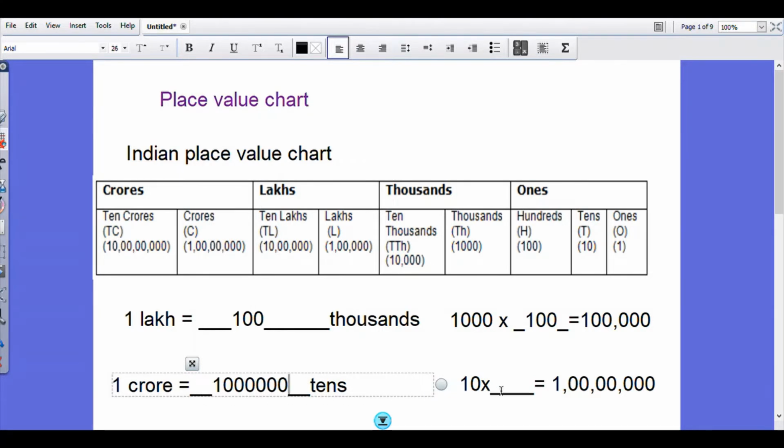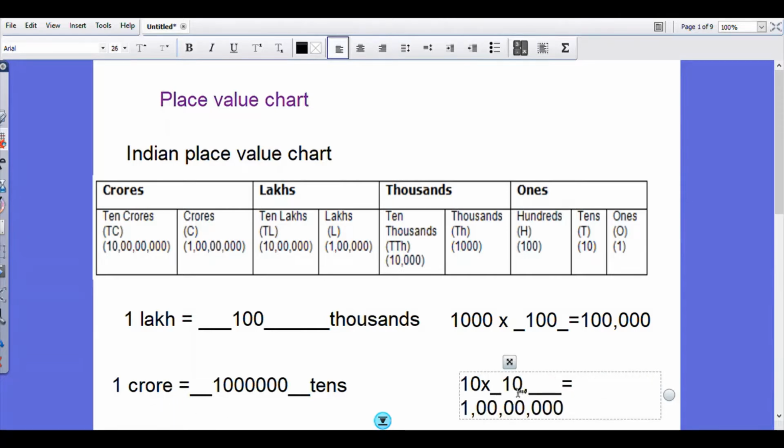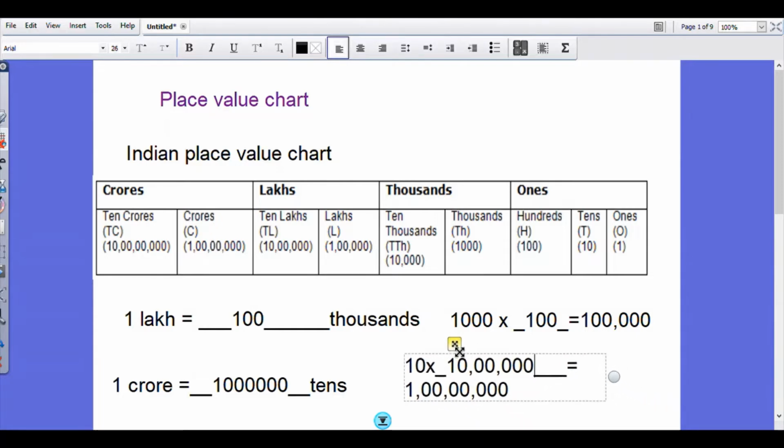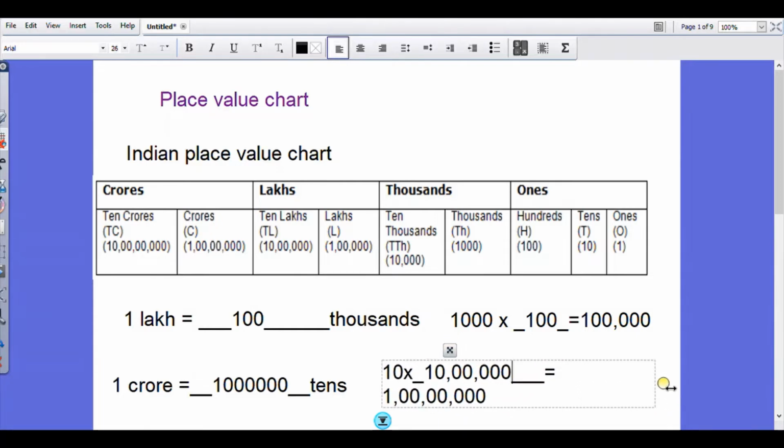Or another way, how many tens make 1 crore? So here we see 10 lakh. 1, 2, 3. It is 10 lakh that make 1 crore. See, ones, tens, hundred, thousand, 10,000, lakh, 10 lakh. 10 lakh make 1 crore.